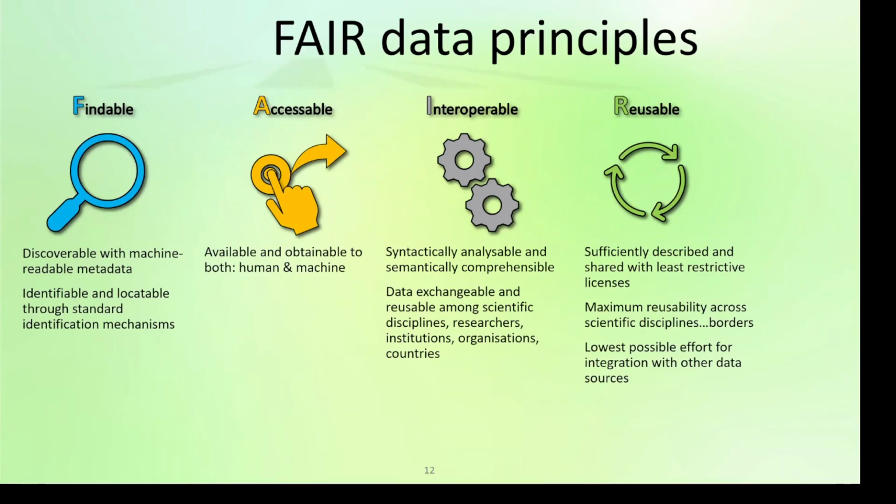Here again, the wording FAIR. What does it mean? The data should be findable, discoverable with machine-readable metadata, but also readable by humans, and identifiable and locatable through standard identification mechanisms, such as persistent identifiers. I come to this in the next slides. It should be available and obtainable to both humans and machines.